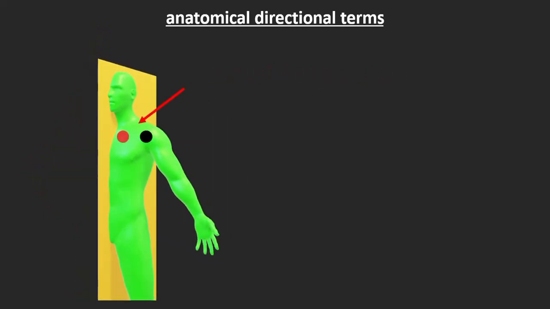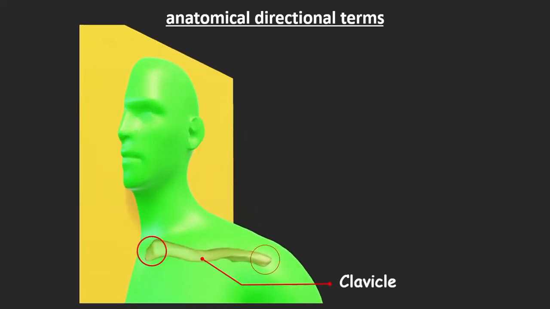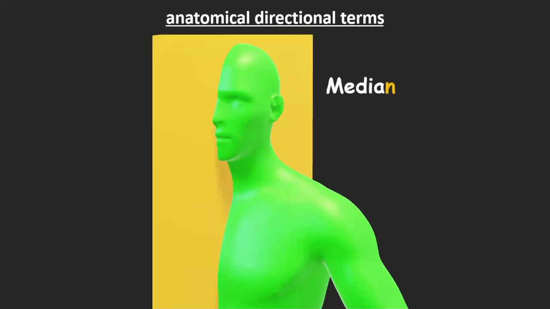This red point is closer to the median plane, so it is medial. The black point, though, is farther from the median plane, so it is lateral. For example, the clavicle has two epiphyses. This one is medial and this one is lateral. Also, you have to know this. Everything that belongs to the median plane is median. So the nose, for example, is median.